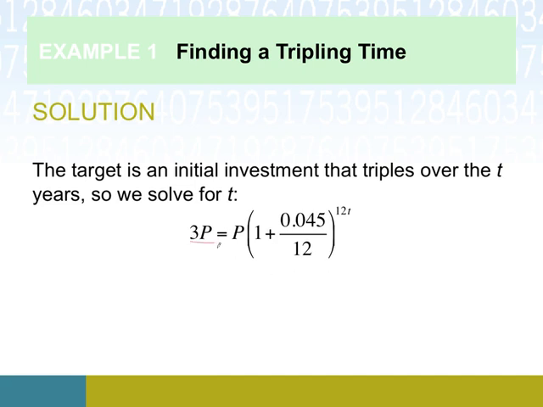Usually that would be an issue, but if you notice, the first thing that we would try to do to solve is divide both sides by P. And in doing so, we get rid of it here, but it also cancels the principal out on the right side. So we're left with just 3 equals this expression, and now you might notice that the only variable in this equation is t, and that's precisely the thing we were trying to find.